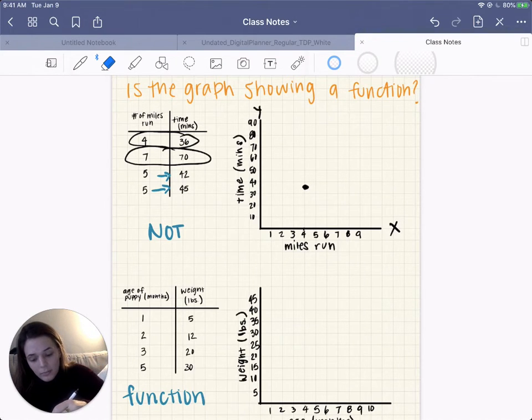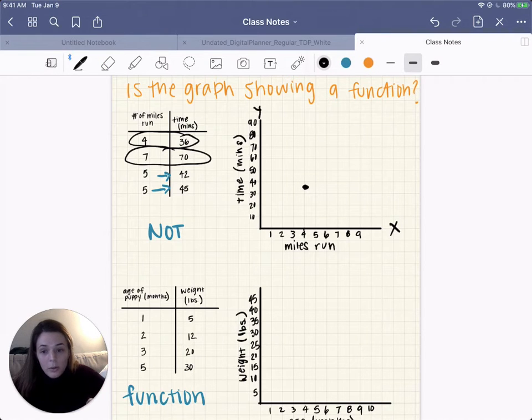Okay, cool. Next point would be when they ran 7 miles. It took 70 minutes. That's going to be this point right here. All right, the next point, they ran 5 miles and it took 42 minutes. But then we have another point. We have when they ran 5 miles, it took 45 minutes. So that's the same thing, 5 miles, 45 minutes.